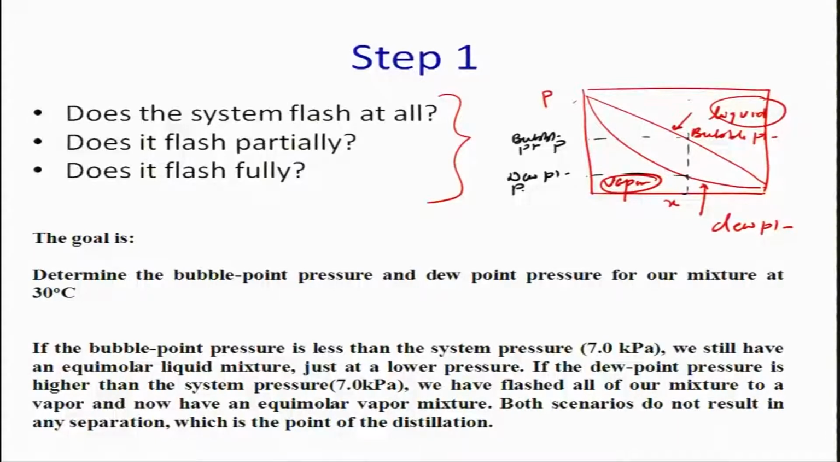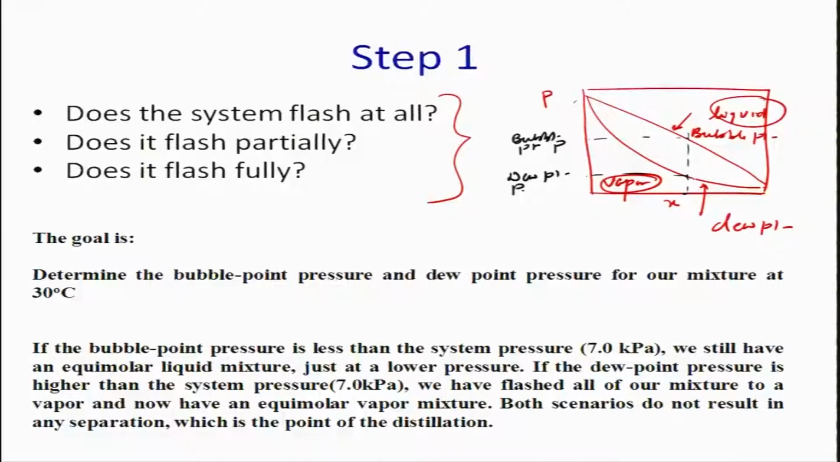Now, currently it is in the liquid phase. So, you are talking about from here whether it is going to flash or not. Whatever the pressure here, let us say this is 7 kilopascal. If the final pressure is here, then it will not flash at all. If it is somewhere here, then it will flash partially. If it is here, then it flashes fully to the vapor phase, right.